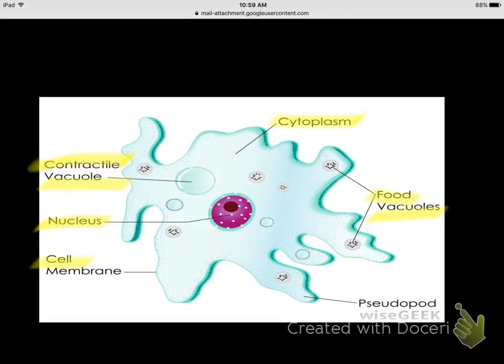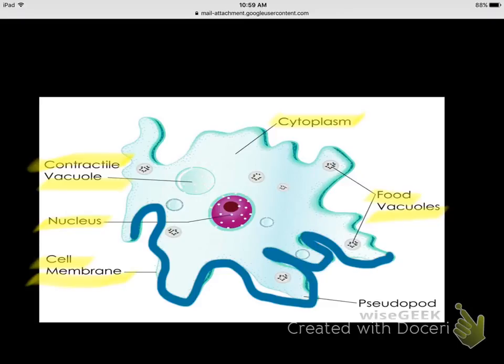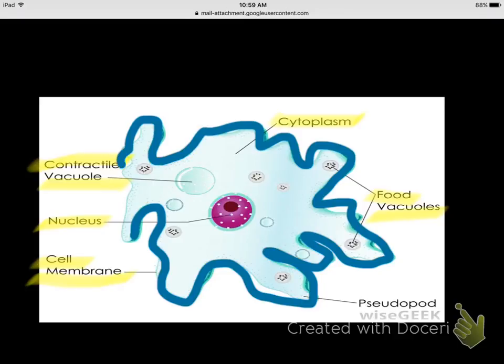And then there's also this thing called a cell membrane. If you see, it points to the very outside of this amoeba. So the cell membrane goes all the way around the amoeba, and it pretty much keeps everything in place, and it's a flexible barrier that lets things in and out of the amoeba. Okay?